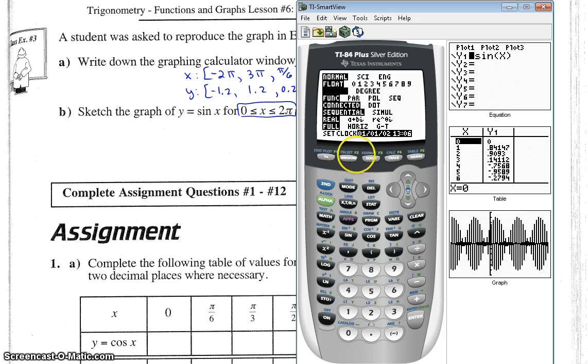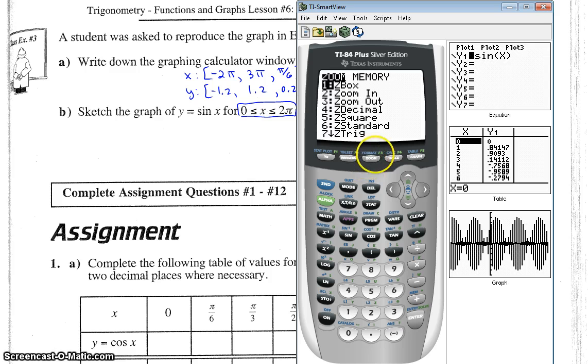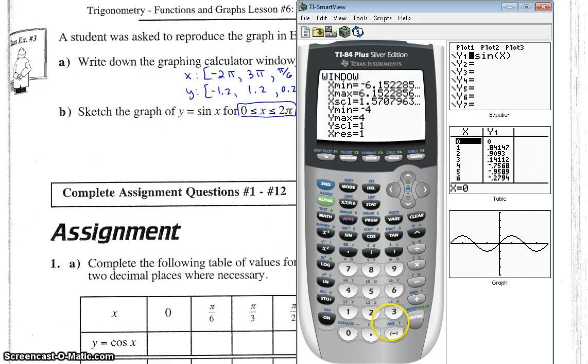And then our window settings. Oh, look at this funky graph we're getting because we haven't changed our windows yet. Here's a really good way to change your window settings quickly: if you go zoom trig number 7, it will automatically change your window settings to basically one cycle, negative 2 pi to the left and positive 2 pi to the right. Now, they wanted 0 to 2 pi, so let's change that to 0 and 2 pi. Remember that for quick window settings.